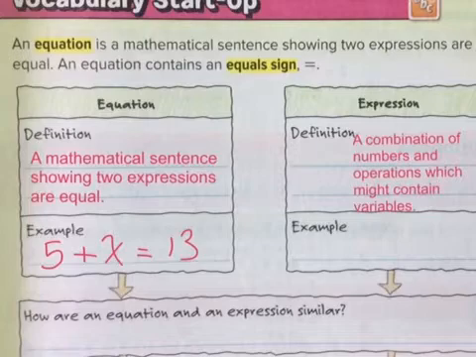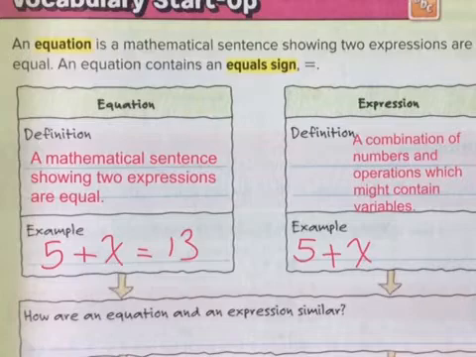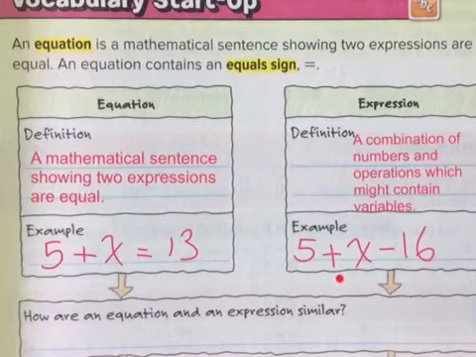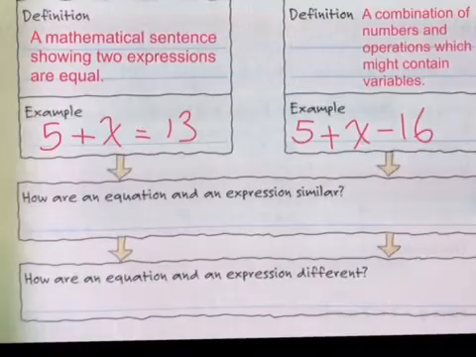But let's just write one that looks similar but not the same. I could say 5 plus x minus 16. You notice that this doesn't have an equal sign. It's just an expression or a number sentence like we used to do in elementary school. Okay, how are an equation and an expression similar? How is this similar to this? Besides the fact that I use 5 and x in both of them, how are they similar?